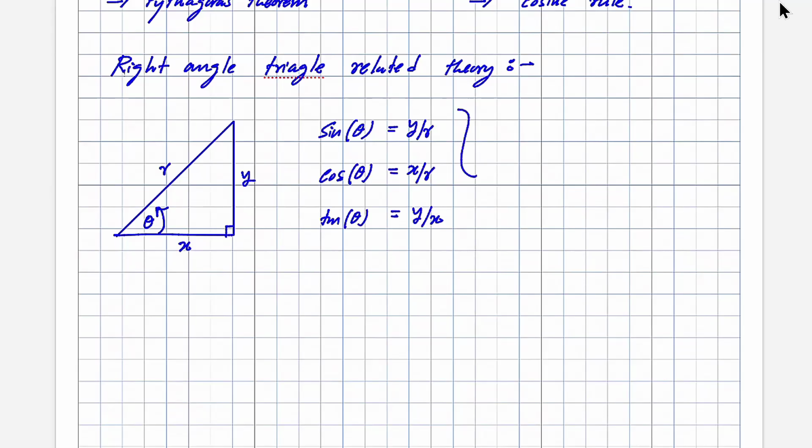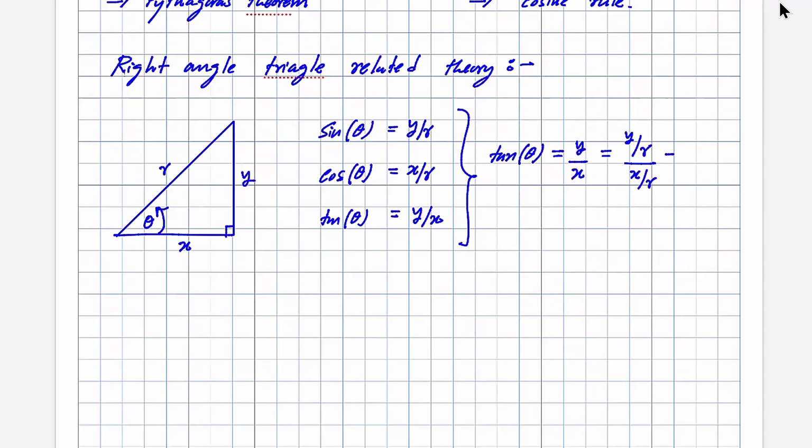Now, from these fundamentals, I'm going to derive another relation, which is this. So we understand tan theta is y divided by x. So this y divided by x, I'm going to write in this way: y divided by r, divided by x divided by r. Now you can see fraction division is there. So r cancels each other.